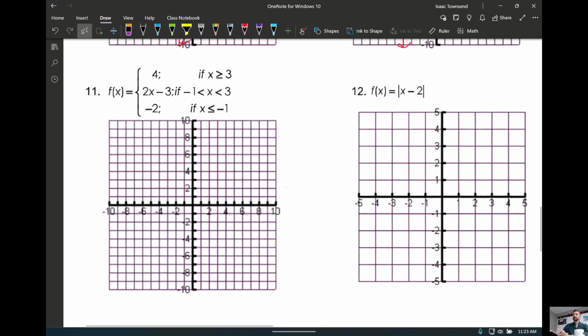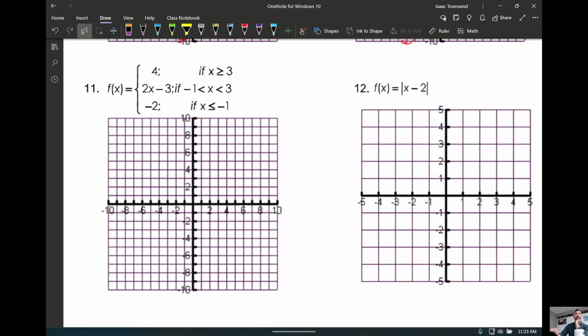Okay, number 11 is another one that we'll get a couple more questions of practice in the next handout. But you should have graphed y equals 4, but only kept this part of it, where x is equal to 3, closed circle, and greater than 3, the stuff to the right. Then you should have graphed y equals 2x minus 3. But only keep the part where x is greater than negative 1, that's an open circle, and less than positive 3, that's an open circle. Everything in between.